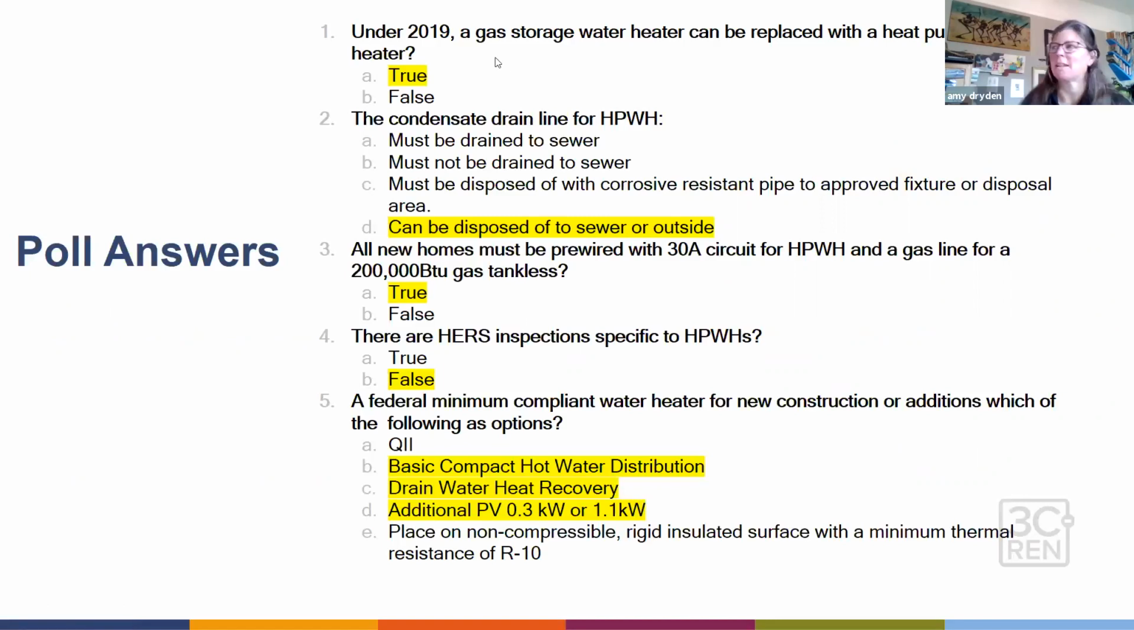Just under 2019, a gas storage water heater can be replaced with a heat pump water heater. Yes, that's true. It was even possible under 2016, but y'all may not have seen it because it was like table 9.1 buried in the code, couldn't find it. And also there were different efficiencies per climate zone. On the performance base, you couldn't trade it off. So the code has turned a corner here.